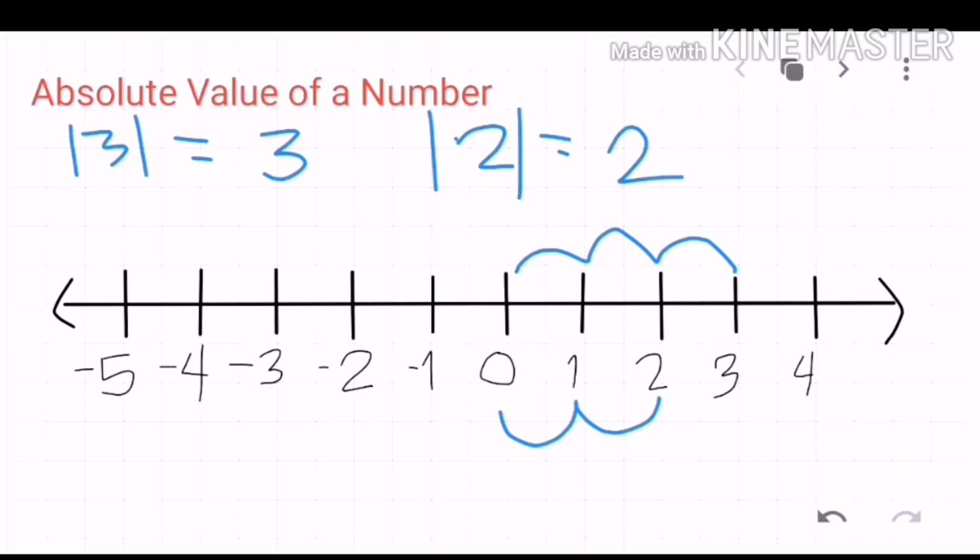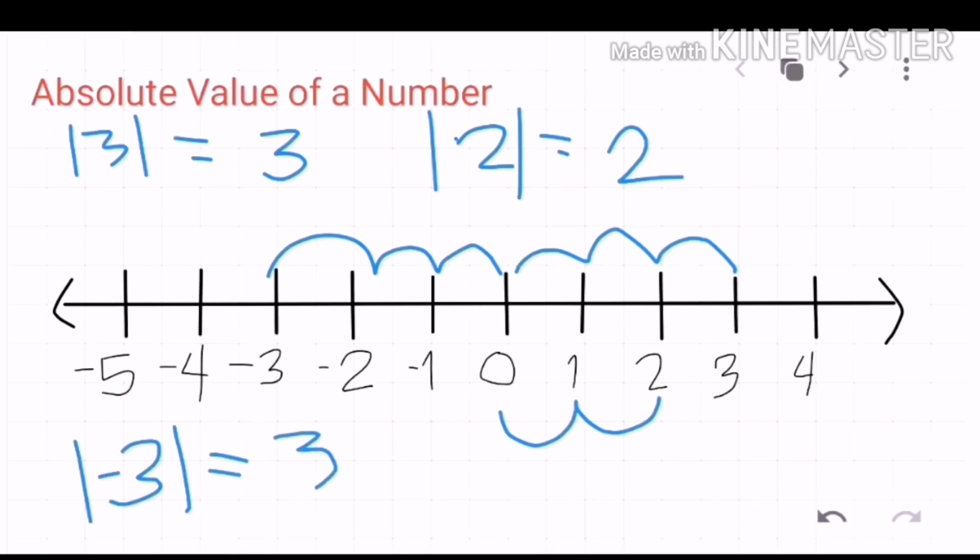So what is the absolute value of negative 3? For negative 3, that is how many units away from 0? That is 1, 2, 3. 3 units away from 0. So the absolute value of negative 3 is positive 3. What about the absolute value of negative 2? So the absolute value of negative 2, or the distance of negative 2 away from 0, is 1, 2. 2 units.